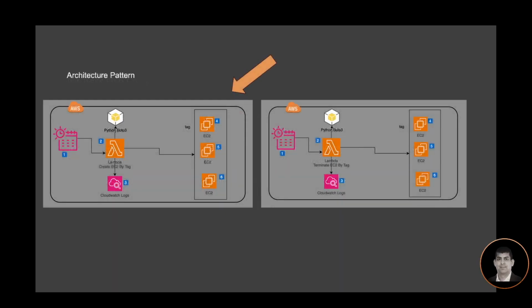Let's look at the architecture design. There are two architecture designs here. The first one is showing creating the EC2 instance using AWS Event Bridge and Lambda. And the second one is the same pattern. Rather than creating the instance, we are terminating the EC2 instance by tag.